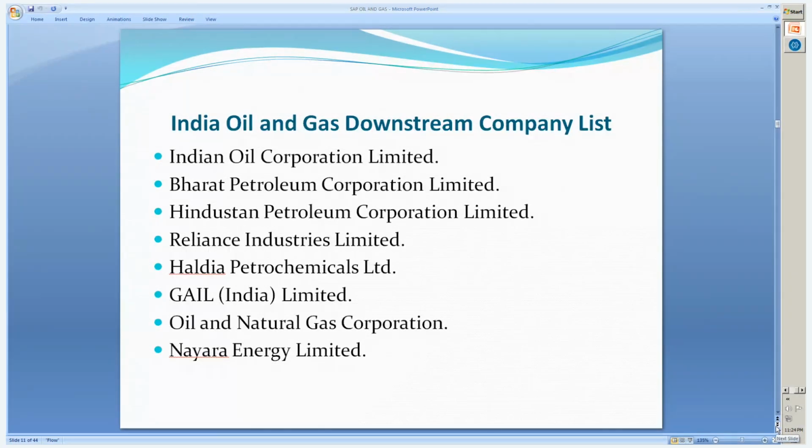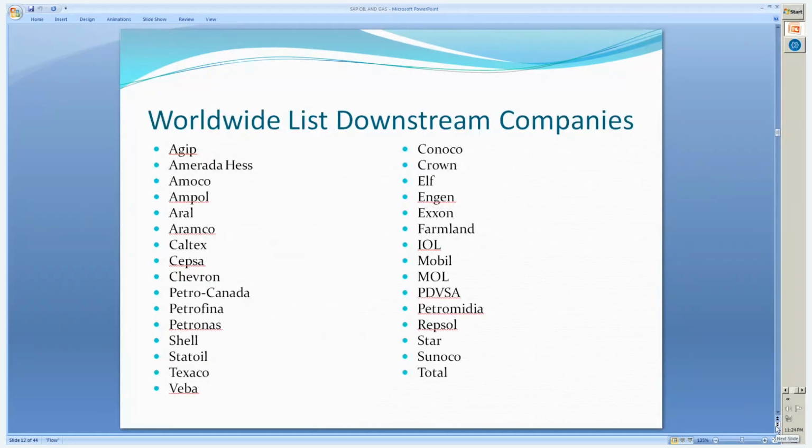Now, among the various companies involved in India's oil and gas downstream sector, I've listed some of them, like Indian Oil Corporation, BP, Bharat Petroleum Corporation Limited, Hindustan Petroleum Corporation Limited, and Reliance. So these are some of the biggest oil and gas companies involved in downstream activities. This is for India. Now, worldwide, if we take the companies engaged in downstream, this is a partial list of major companies involved in downstream activities.